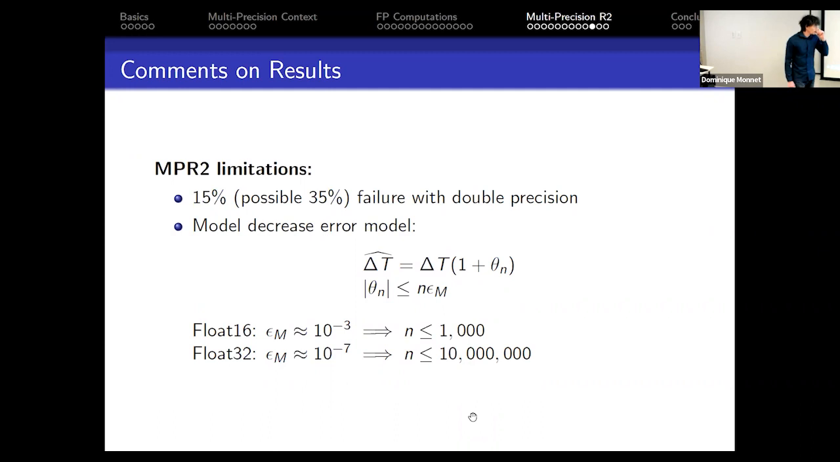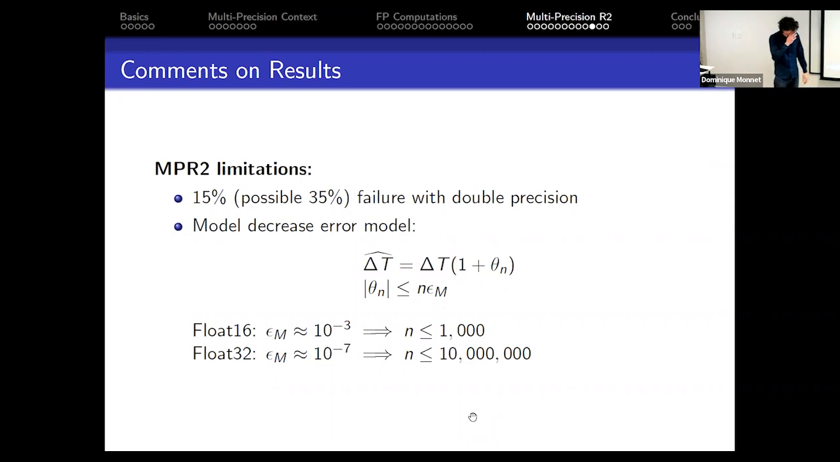Another limitation I did not talk about is the model within our model. We want theta n here to be lower than n times epsilon machine. For float 16, epsilon machine is 10 to the minus 3. That implicitly limits the dimension of my problem to be less than 1,000, because if this quantity is greater than 1, the rounding error is more than 100%, and that's useless. With float 32, that limits the dimension of my problem to 10 million.